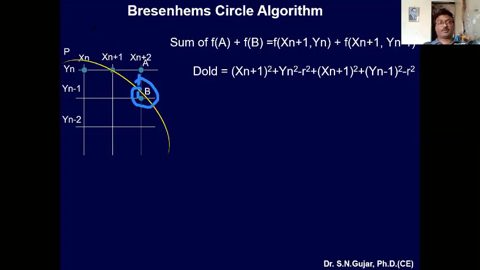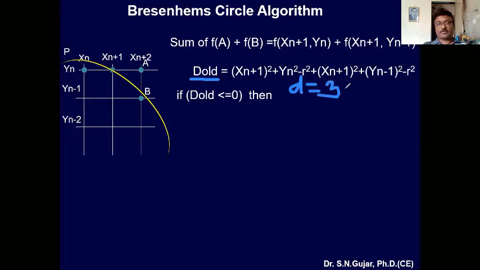So go for the next one. Suppose d old value, what does it mean? That is your decision parameter old value that you just calculated. D old value is less than or equal to 0. What is the D? So that D, what you have calculated? 3 minus, what is the first D?